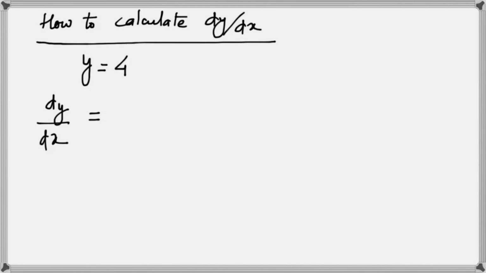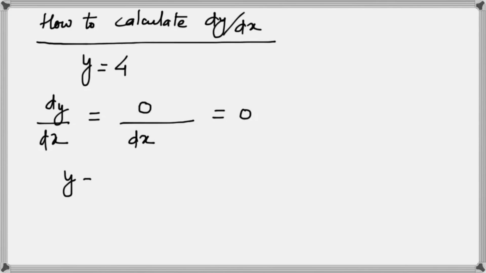Now go back to the basic definition. dy is the change in y and dx is the change in x. So I can write here dx, but since y is a constant, the change in a constant becomes 0 and therefore dy by dx comes out to be 0. Let's take example number 2.